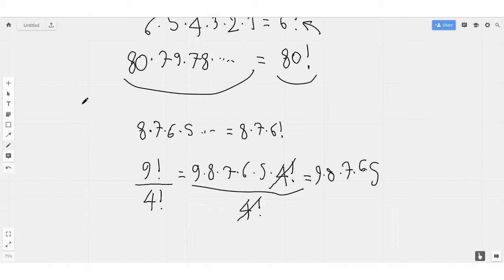Alright? So these are some of the operations you can do with factorials. And then you should know also that by convention, of course, 1 factorial will be equal to 1, but 0 factorial is also equal to 1.